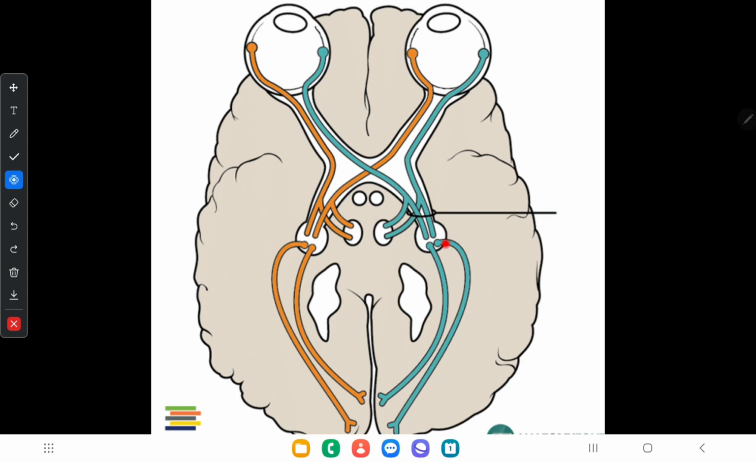It receives fibers from the ipsilateral temporal retina and contralateral nasal retina. The lateral geniculate body contains third order neurons in the visual pathway. Here, don't mix up with the visual fields. These fibers are coming from the temporal retina. These are the temporal retinal fibers, but the visual field is the nasal visual field.